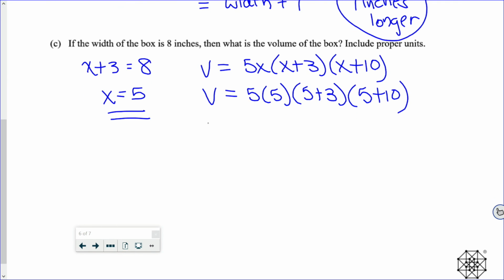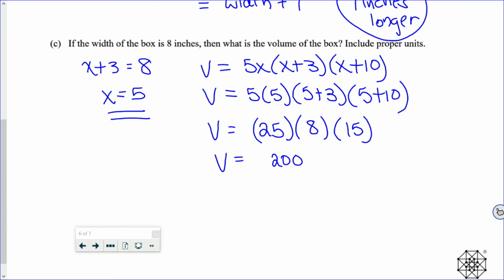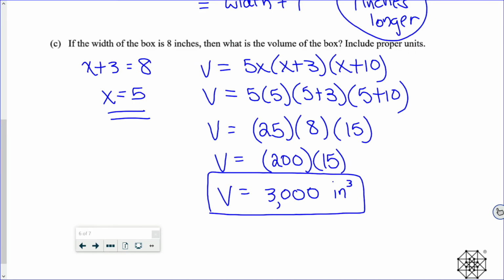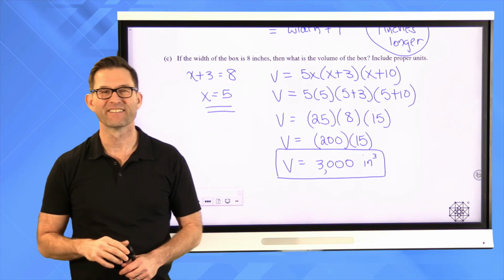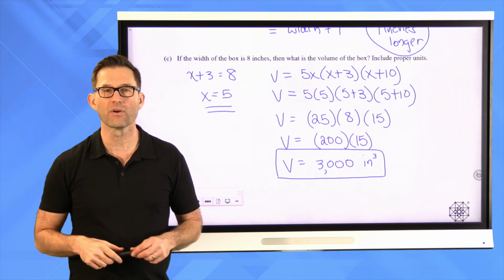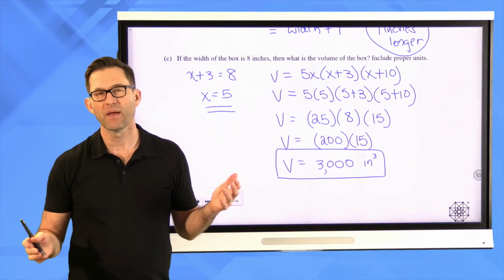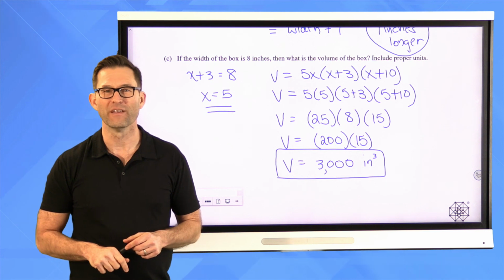So the volume is going to be 25 times 8 times 15. Let's see, 25 times 8 is 200 times 15. 200 times 15 is 2 times 15, that's 30, plus another couple zeros. That's going to be 3,000. And since it's inches times inches times inches, that's going to be 3,000 cubic inches. All right. Kind of cool, right? And just one particular application of factoring. Maybe a little bit contrived, but whatever. We'll live with it.